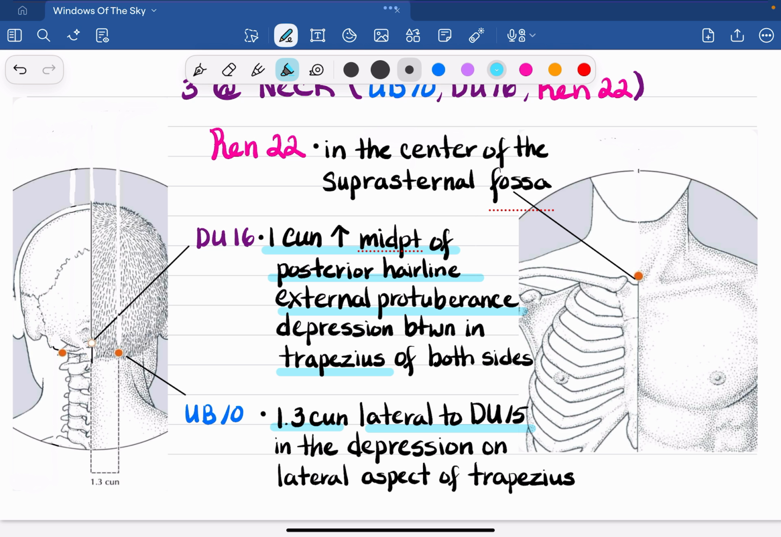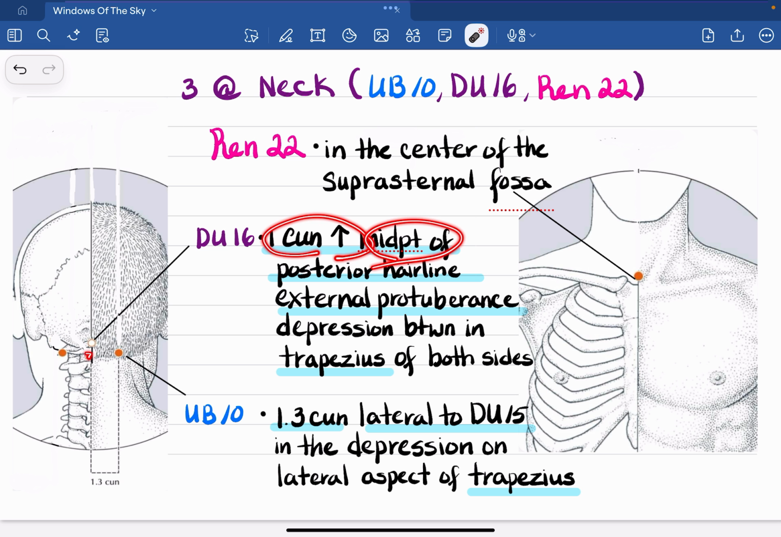So these both say trapezius, but DU16, if you see this, is 1 soon up from the midline of the posterior hairline. So you see midline of posterior, it's 1 soon up. And it's at the external protuberance depression in between the trapezius of both sides. So that's how you know where DU16 is.